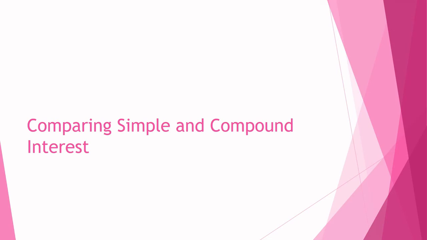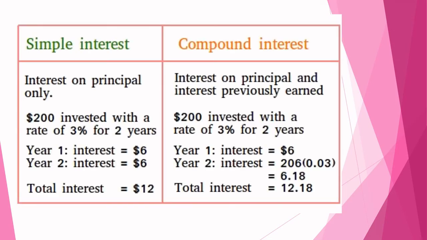So now let's compare the simple and compound interest. So when you say simple interest, it is only the interest on the principal amount. So for example, $200 is invested with a rate of 3% for 2 years. So ang interest nimo sa first year is $6. Ang interest nimo sa second year is $6. So same ra ang interest kay simple man siya. Gikuha ang interest ay sa principal. So the total interest ninyo sa 2 years is $12.